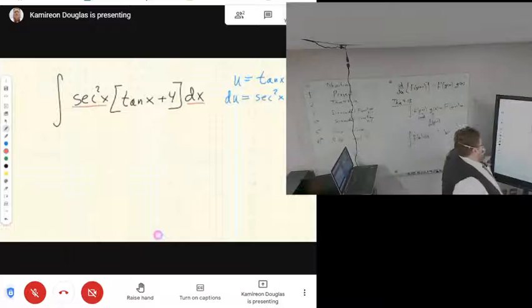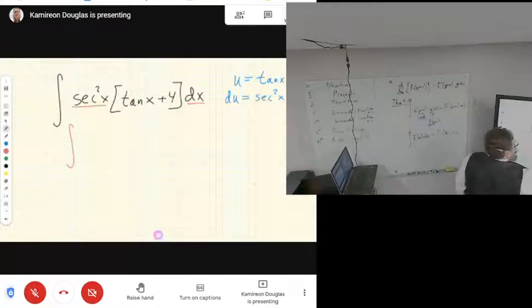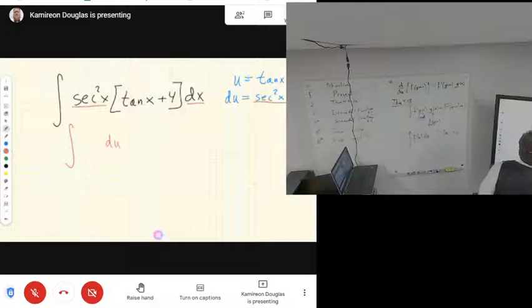Well, what happens over here? I have the integral. Again, the secant squared and the dx are right here, replaced with du. But now tangent is our u, so we end up with u plus 4 right here instead.